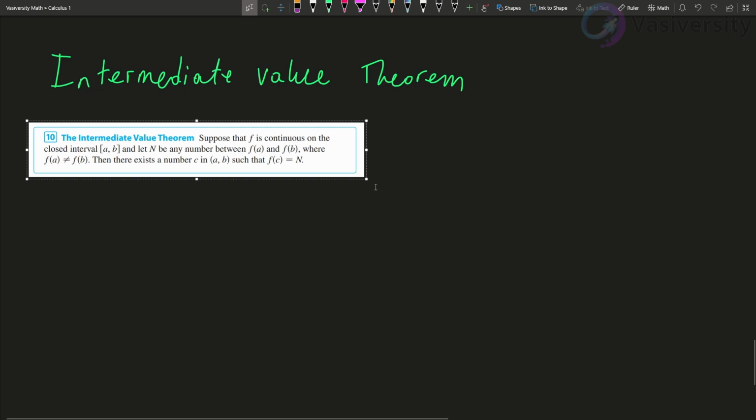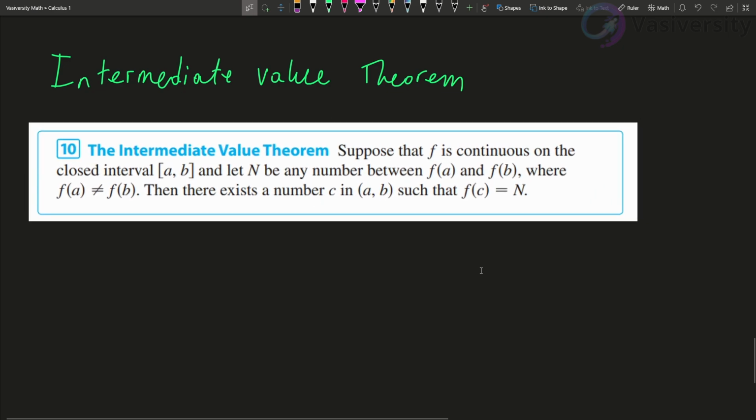The intermediate value theorem. Suppose that f is continuous on the closed interval from a to b. Let n be any number between f of a and f of b, where f of a is not equal to f of b. Then there exists a number c such that f of c is equal to n. Essentially, it guarantees that in that interval, if we have f of a and f of b, there is some way for the function to reach that number n. That means there exists an x value c such that we are able to reach that number n within that interval, because n is between f of a and f of b.